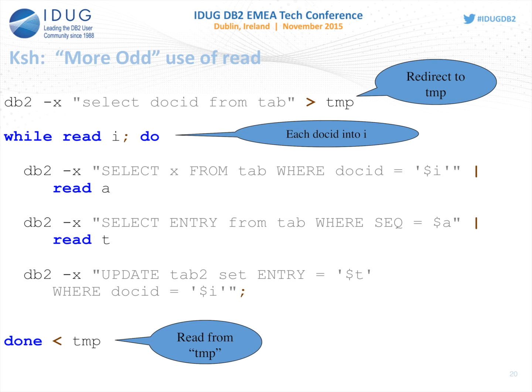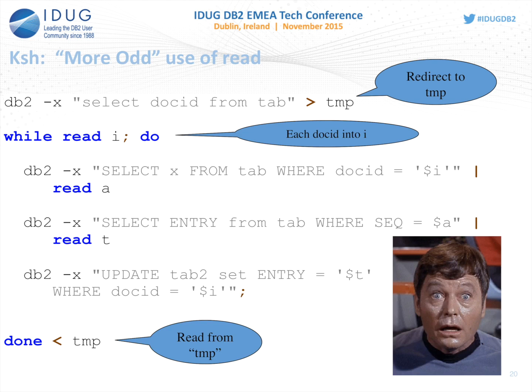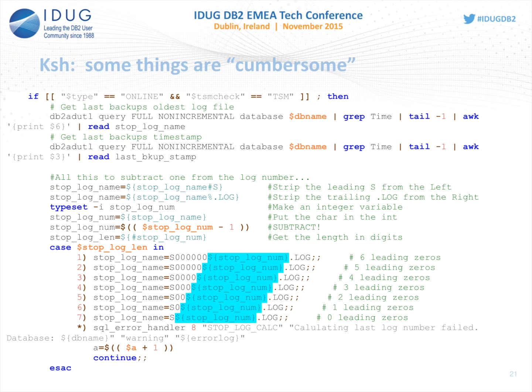So I don't know if I'm really a big fan of this. Some other things are kind of cumbersome in Korn shell. This is a chunk of my backup script in Korn shell, and I'm doing an online backup and I'm using TSM, let's say.